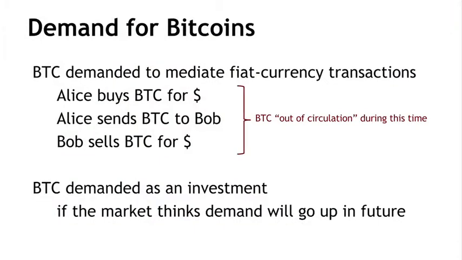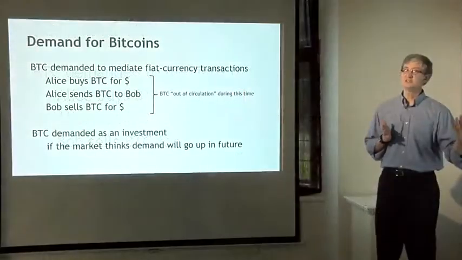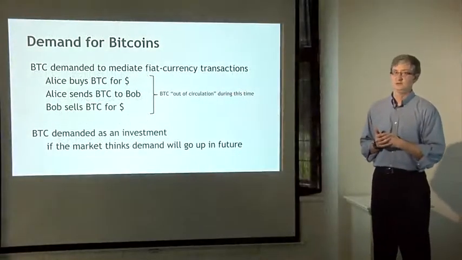There are really two main sources of demand for Bitcoins. There's demand for Bitcoins as a way of mediating fiat currency transactions, and there's demand for Bitcoins as an investment. So first, let's look at mediating fiat currency transactions. So here's the scenario. Imagine that Alice wants to buy something from Bob or wants to pay some money to Bob. And Alice and Bob want to transfer, let's say, a certain number of dollars. But they find it convenient to use Bitcoin to do this transfer.